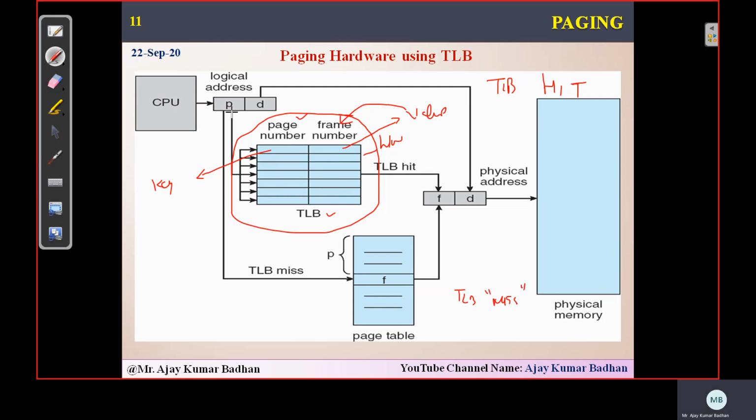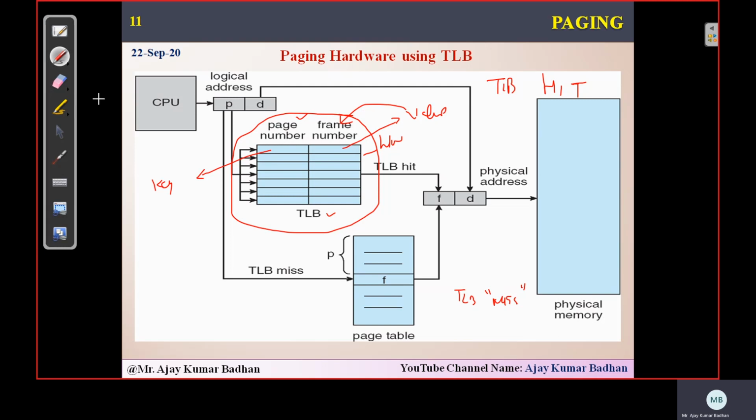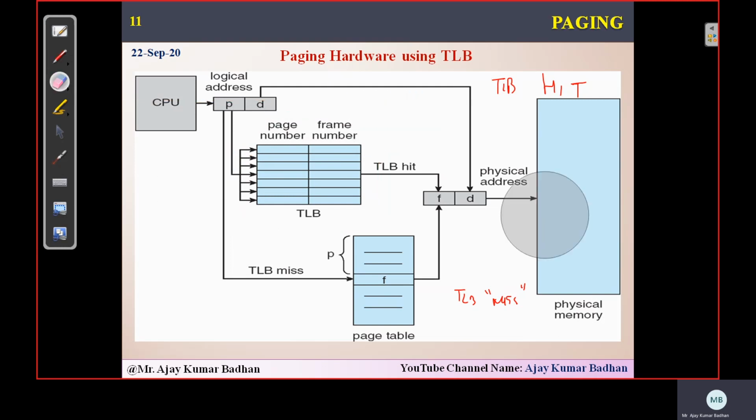Whenever the CPU generates a logical address which consists of a page number and displacement, this page number is first looked up in this TLB. If the page number is present here, whatever frame number we have here, we directly take that frame number and the displacement, and you'll get the physical address. If the page number is found within this TLB, we call it a TLB hit.